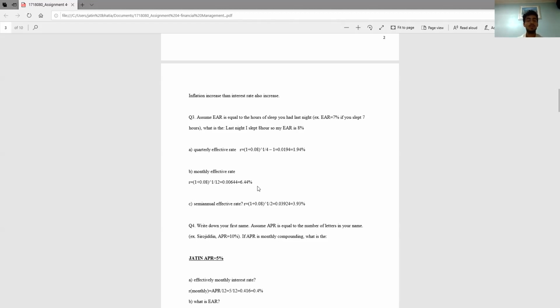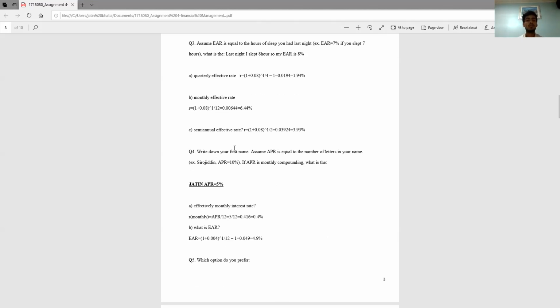And the semiannual effective rate is 1 plus 0.08 to the power of 1 divided by 2. Semi, because in 12 months we have two semiannual periods of 6 months. So 3.93%.